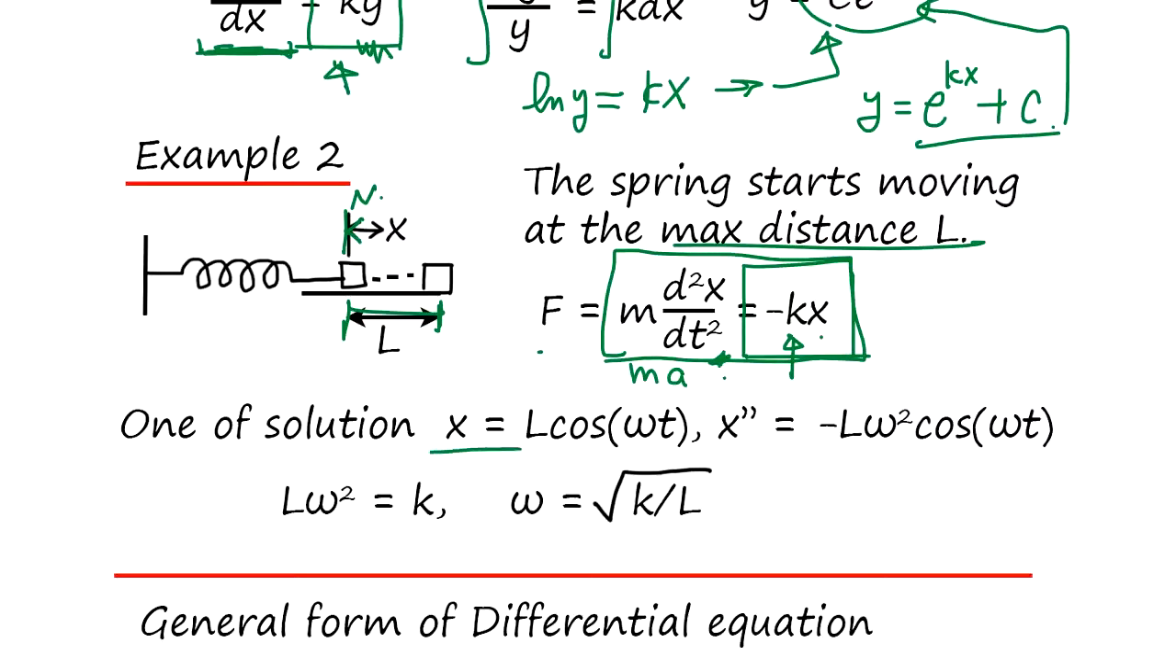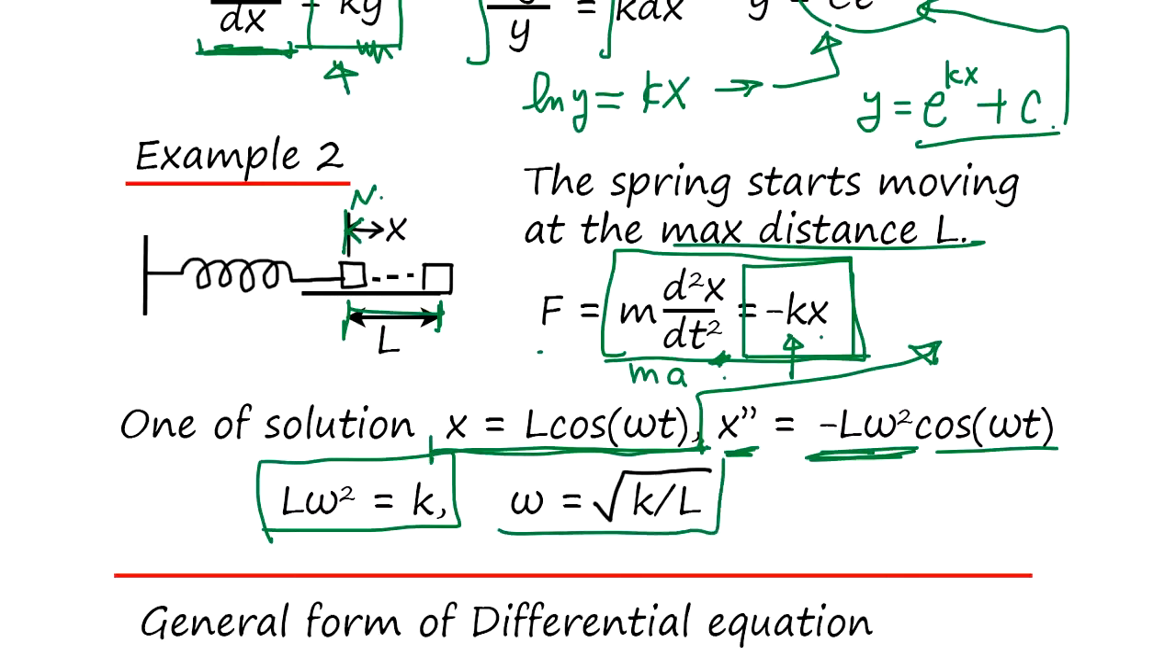So the solution is x equals L cos omega t, and why is this the solution? Well, there are many ways to derive this, but most of the time, if it's not a linear differential equation, you are not asked to solve this kind of function. The answer function is given already. So if you differentiate twice, then you get this. So that means k equals this, and omega equals square root of k over L.